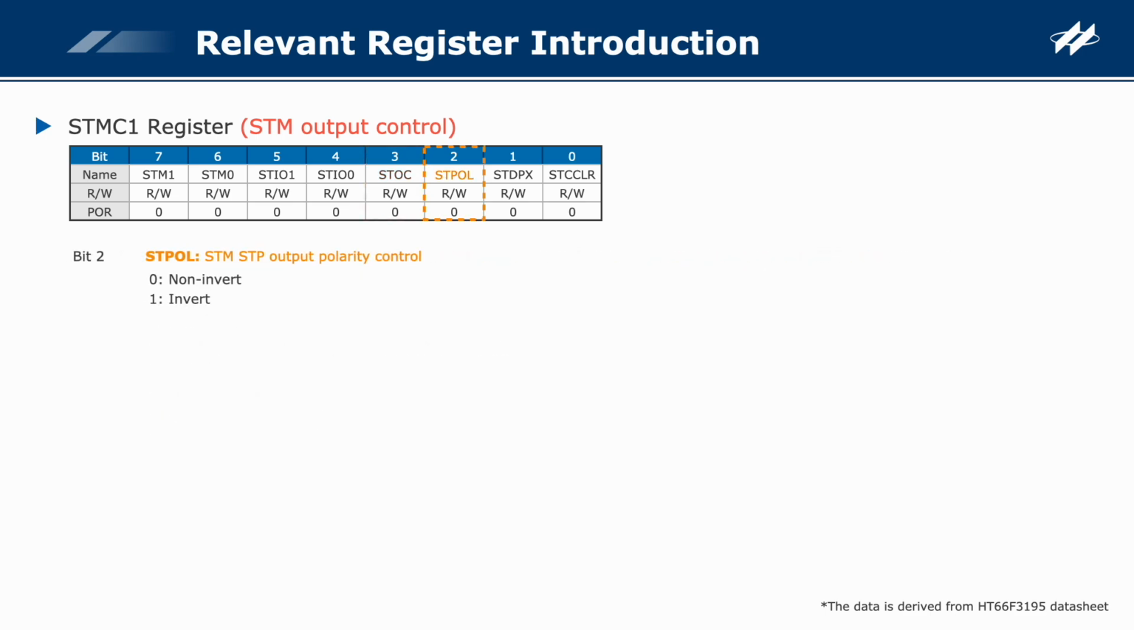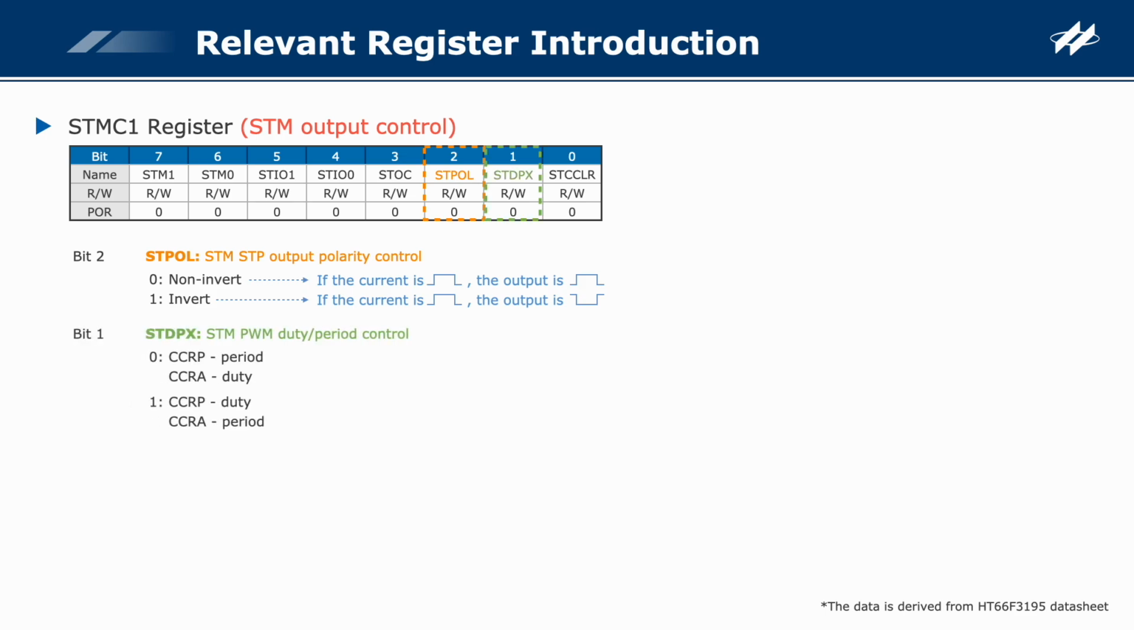The STPOL bit controls the polarity of the external output pin, with 0 indicating non-inverted output and 1 indicating inverted output. For example, if the initial level is high, it will output a high level when the non-inverted option is selected, and output a low level when the inverted option is selected.